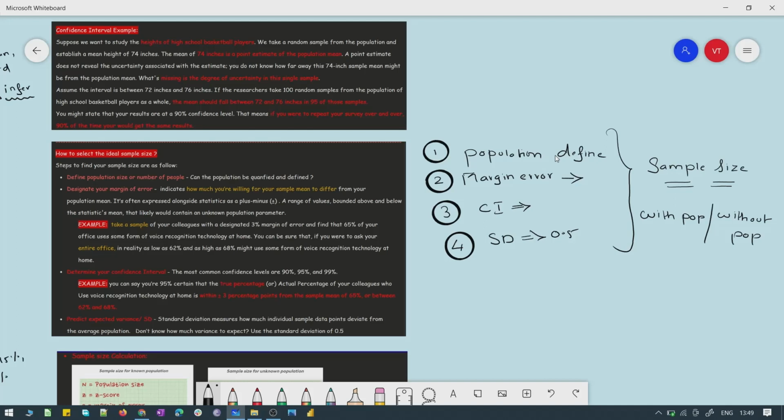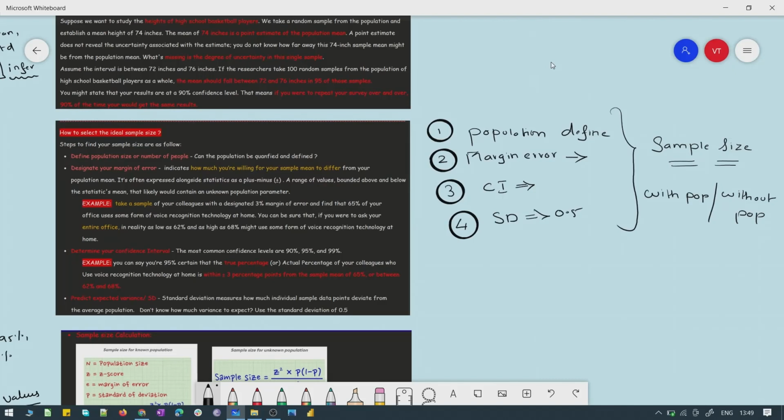One is you have to define what your population is, you have to quantify it. The next thing is that you have to mention your error margin, or margin of error, and then you have to specify the confidence interval. You can have different confidence intervals. The commonly used are going to be 90%, 95%, and 99%. Okay, and then the standard deviation has to be specified. If the standard deviation is not specified, then you can take a default value of 0.5.